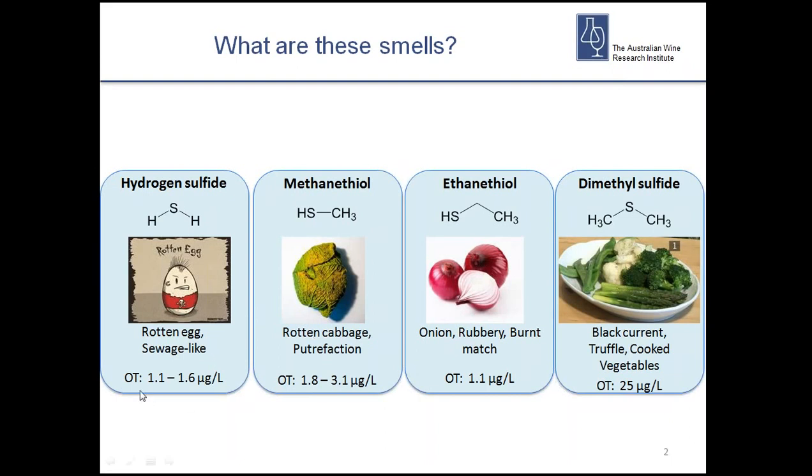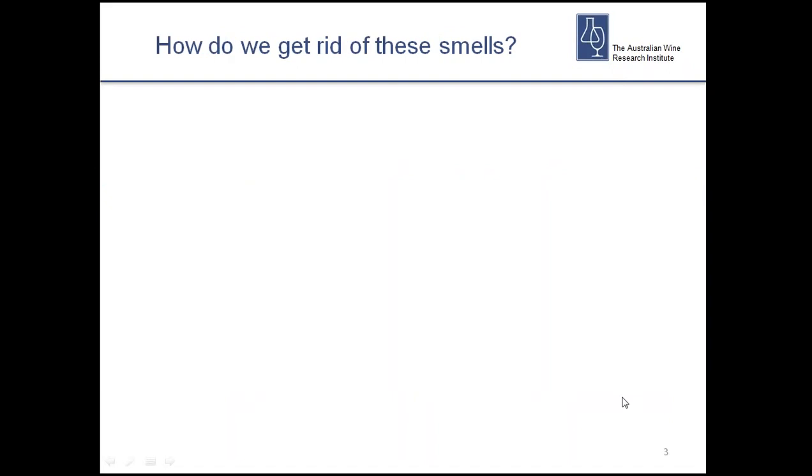So as you can see, the aroma threshold is very low for hydrogen sulfide up to ethanethiol and methanethiol to 1.1 to 3.1 micrograms per liter. And even though in comparison dimethyl sulfide is higher at 25 micrograms per liter, it is still a very low concentration in ppb levels. And how do we get rid of these smells once they're formed in the wine?